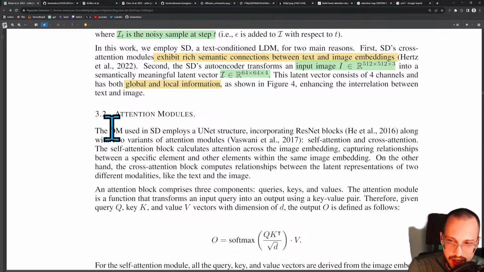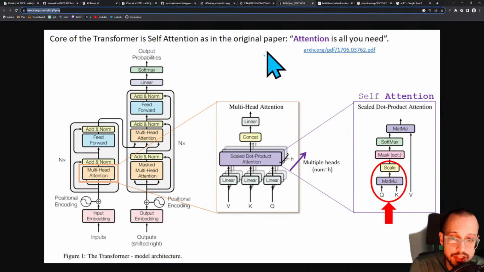Okay, attention modules, nice, perfect timing. So the diffusion model in Stable Diffusion employs a UNet structure incorporating ResNet blocks. So ResNet blocks are just connections that go around things. Here's a good example of a connection block, or ResNet. So you see this little arrow here that goes around this multi-head attention block and then comes back up through the top. That is called a residual connection, sometimes also called skip connections. I think the original ResNet paper called it like highways or something like that.